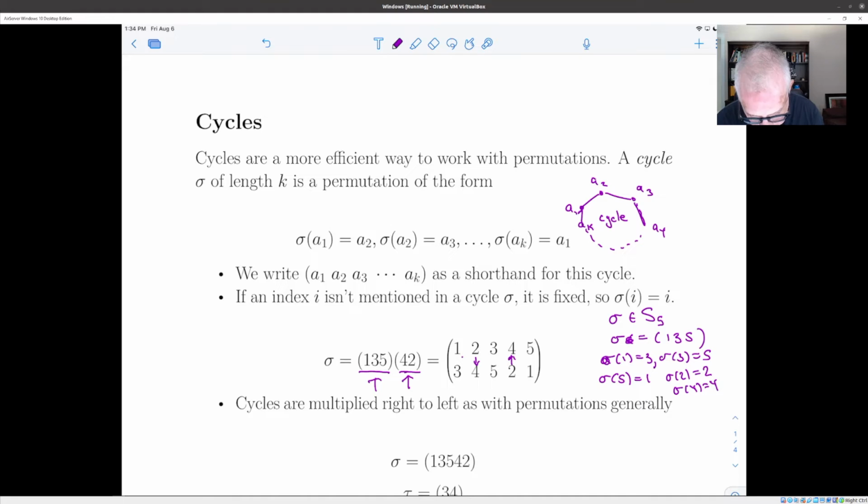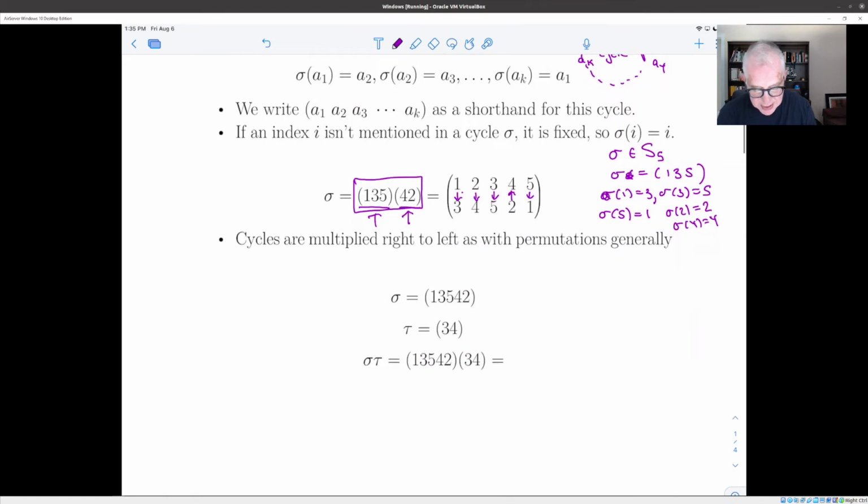And then if we look at 1, 1 goes to 3. Well, the second permutation doesn't move 1, 3, or 5, so we can just look at the first permutation. It takes 1 to 3, 3 to 5, and 5 to 1. So these two cycles multiplied together give us this permutation, which moves 1, 2, 3, 4, 5 to 3, 4, 5, 2, 1. So here's another example of these computations.